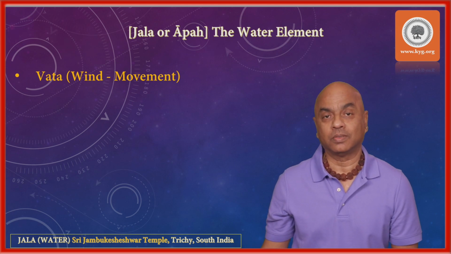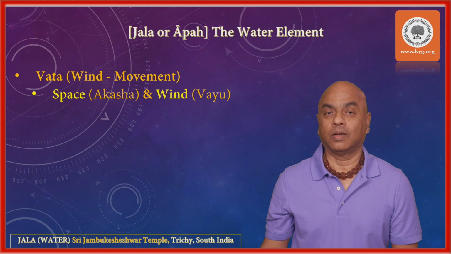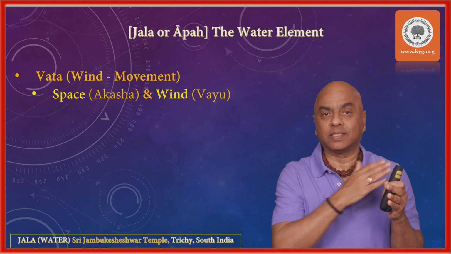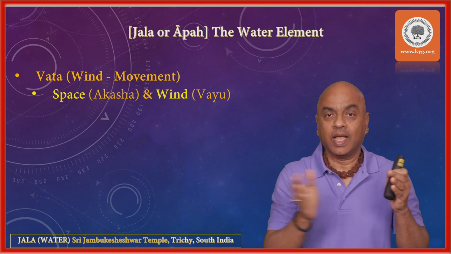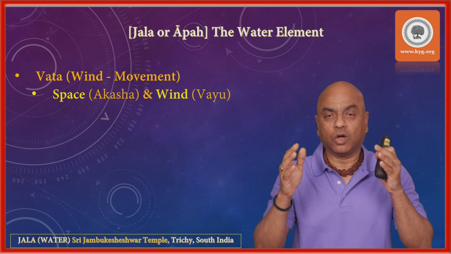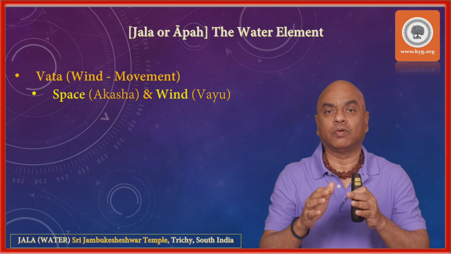What moves? Wind moves. Where does it move? In space. Space creates the wind to move, correct? So space, expansion, and wind are predominant elements of Vata.